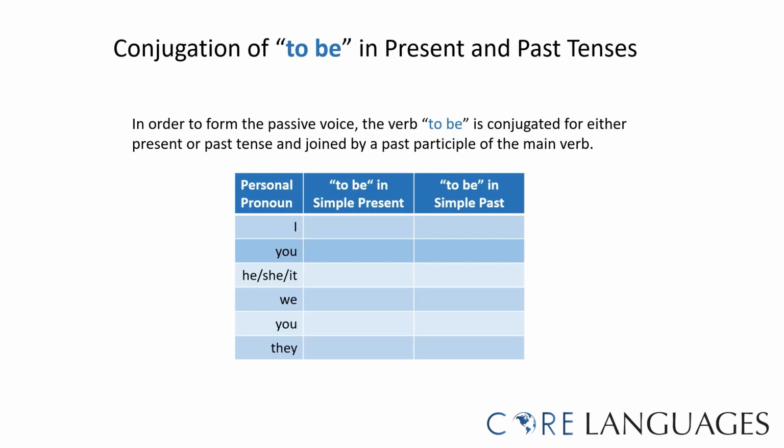In order to form the passive voice, we will use a conjugated form of to be. We can form a passive sentence in the present tense or the past tense. Let's review the conjugation of to be in the simple present and the simple past. I am, you are, he, she, it is, we are, you are, and they are. I was, you were, he, she, it was, we were, you were, and they were.